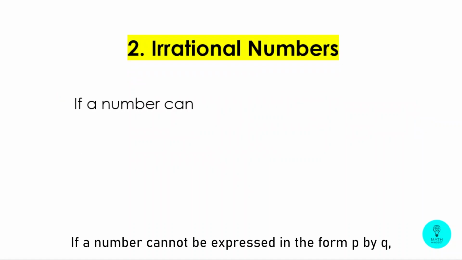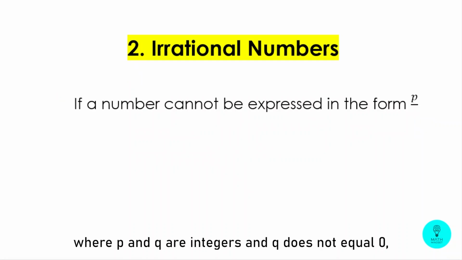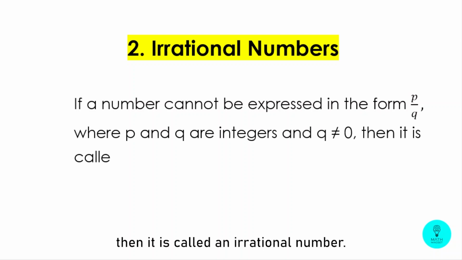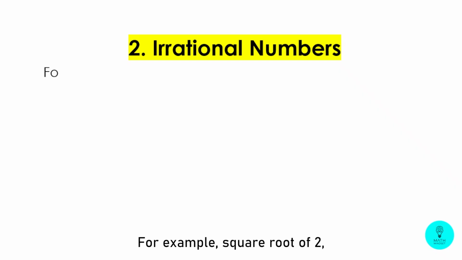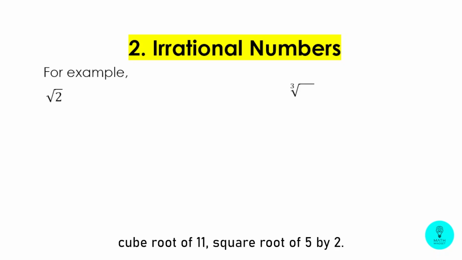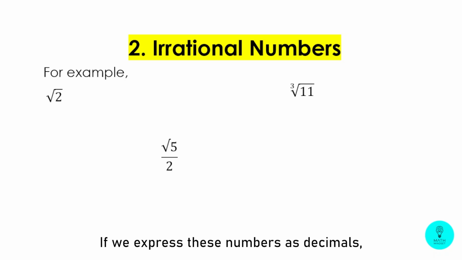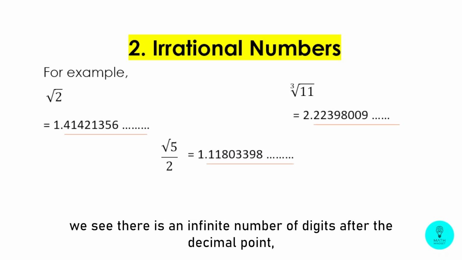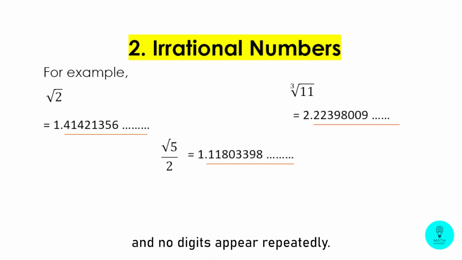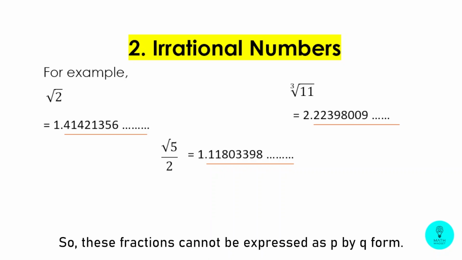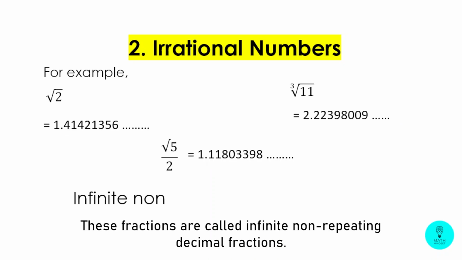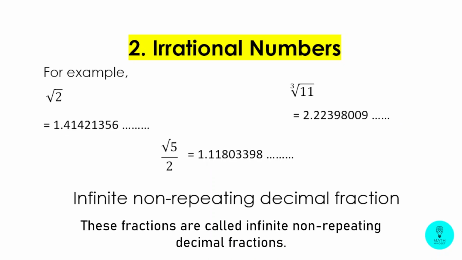If a number cannot be expressed in the form p by q, where p and q are integers and q does not equal 0, then it's called an irrational number. For example, square root of 2, cube root of 11, square root of 5 by 2. If we express these numbers as decimals, we see there is an infinite number of digits after the decimal point, and no digits appear repeatedly. So these fractions cannot be expressed as p by q form. These fractions are called infinite non-repeating decimal fractions.